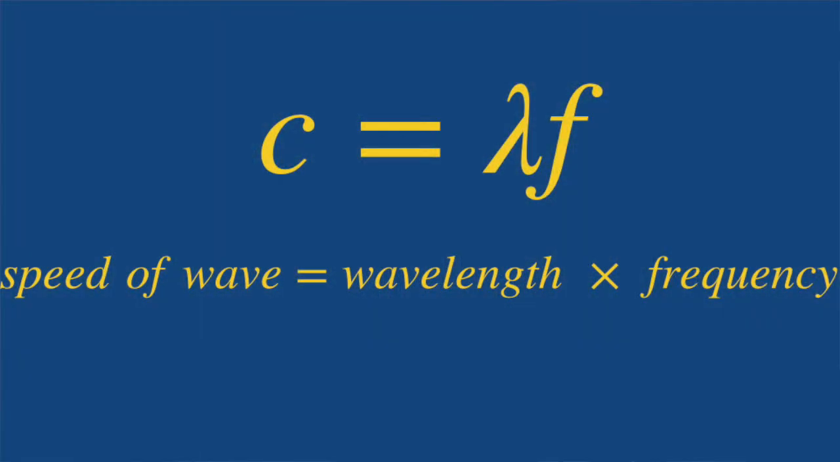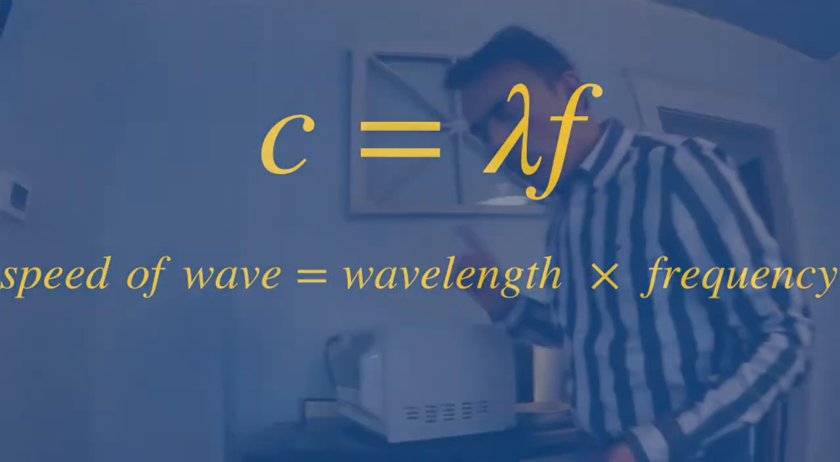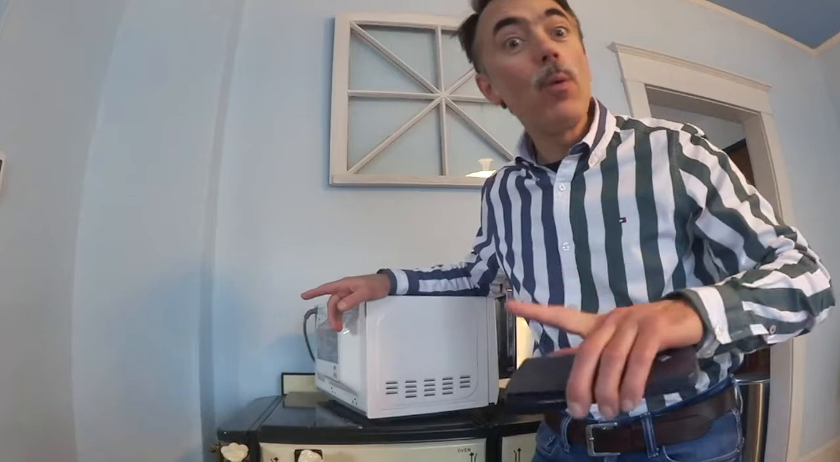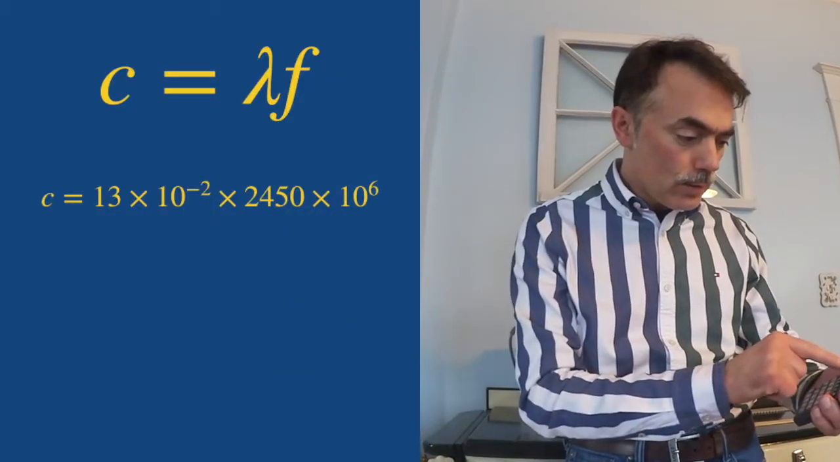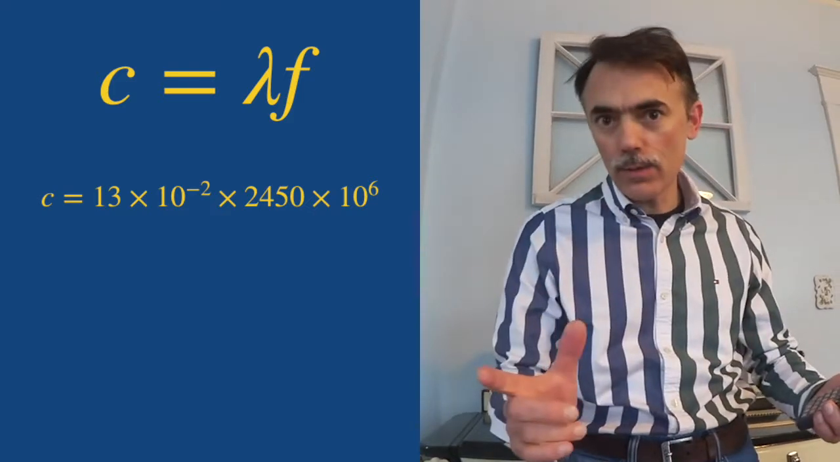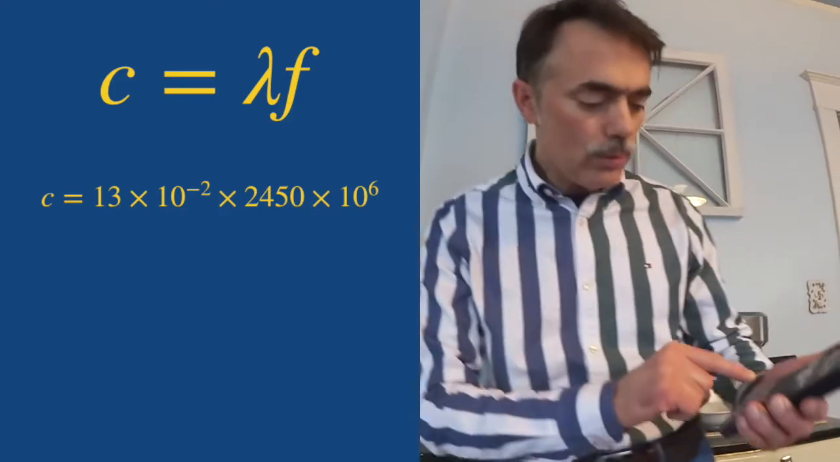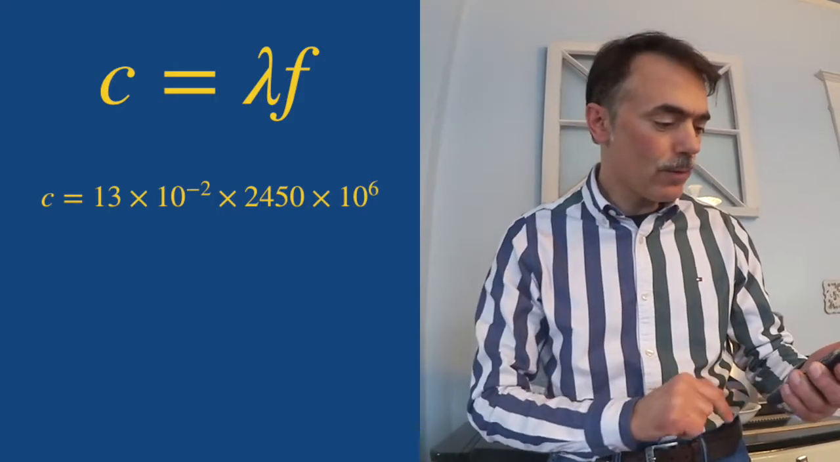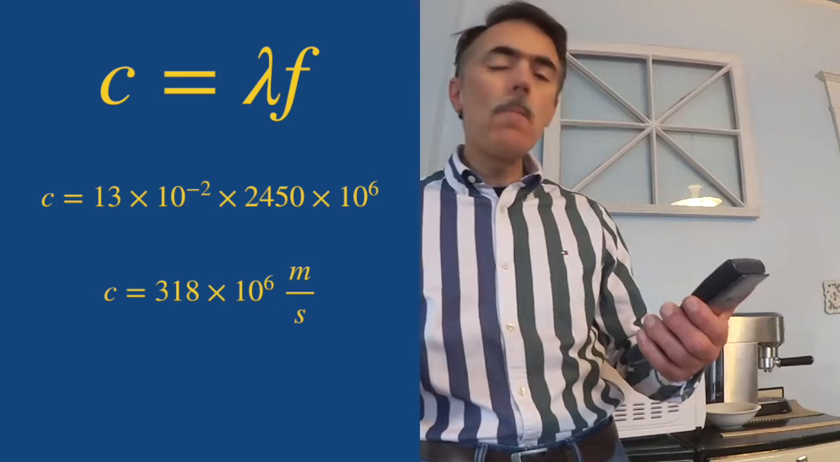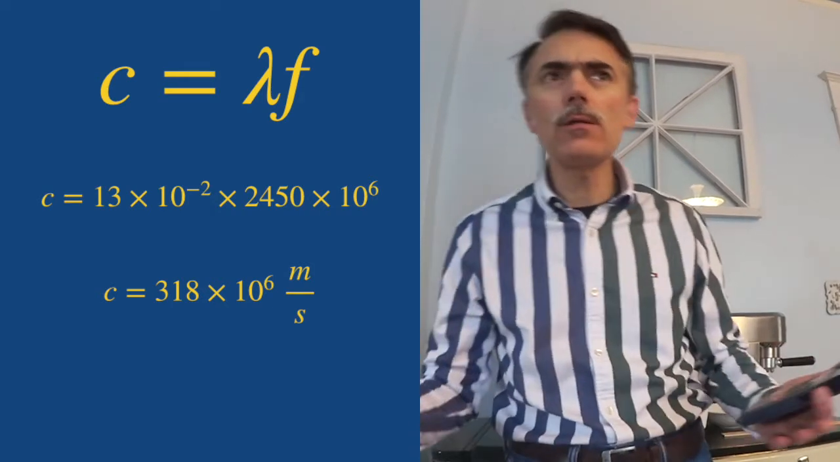So let's calculate. We know that for any standing wave, the speed is going to be lambda times the frequency. We measured 6.5 as half of the wavelength, so the total wavelength is going to be 13 centimeters. So to calculate the speed of light, I have 13 times 10 to the negative 2, because SI units, multiplied by 2450 times 10 to the power of 6, because that's megahertz, and I have something like 318 million meters per second, which is not that bad.